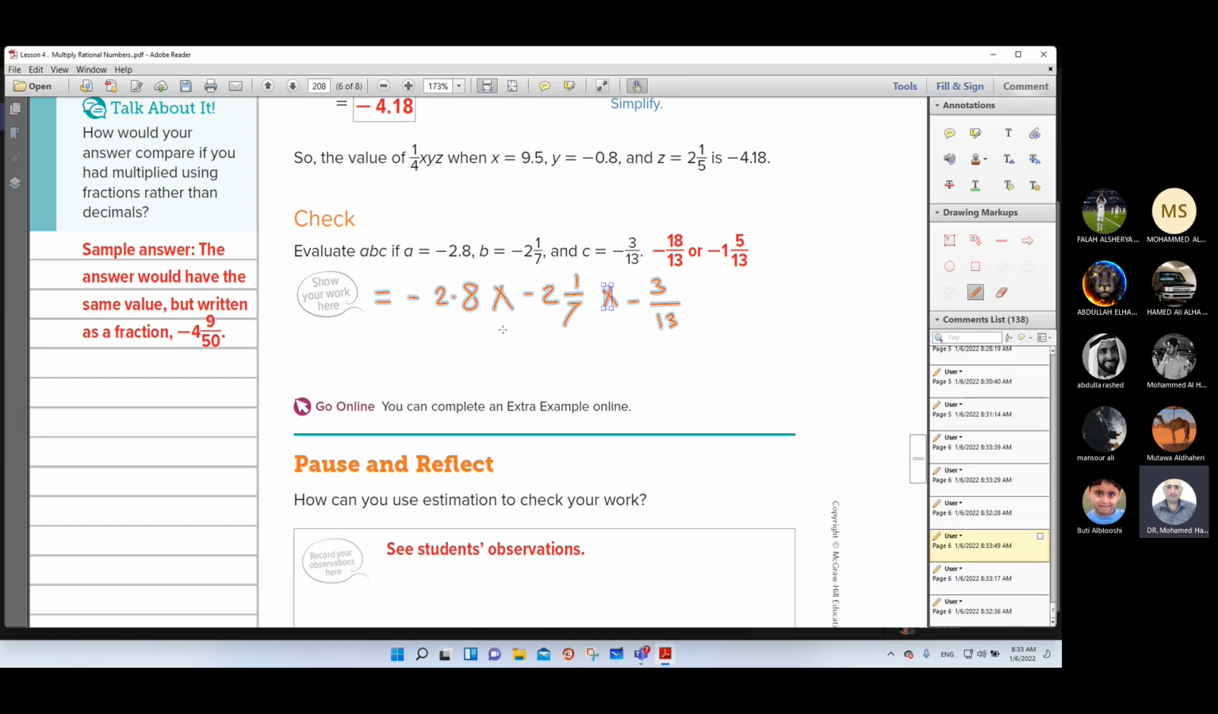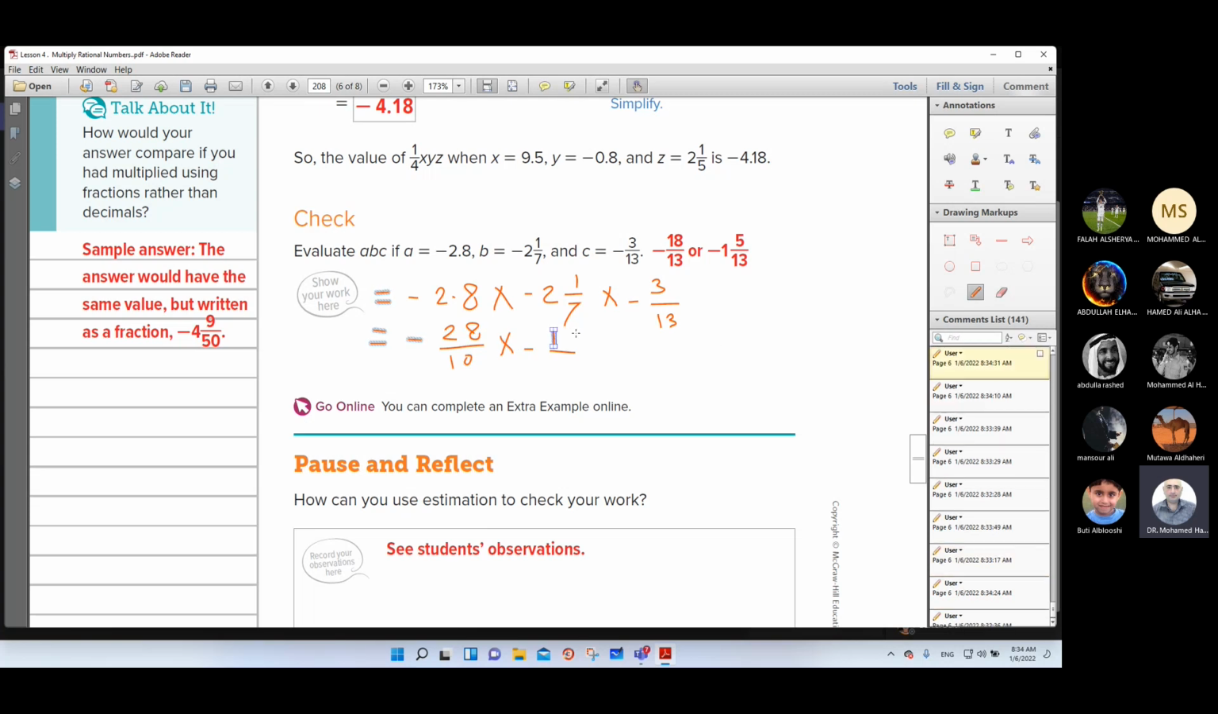We cannot do multiply directly because you have different forms. Try to change all the forms to the same form. So try to change it to the fractions. So here negative 2.8 means 28 over 10. Multiply by, here change this mixed number to the fraction. 2 times 7, 14 plus 1 will be 15 over 7. And here keep it as a fraction.